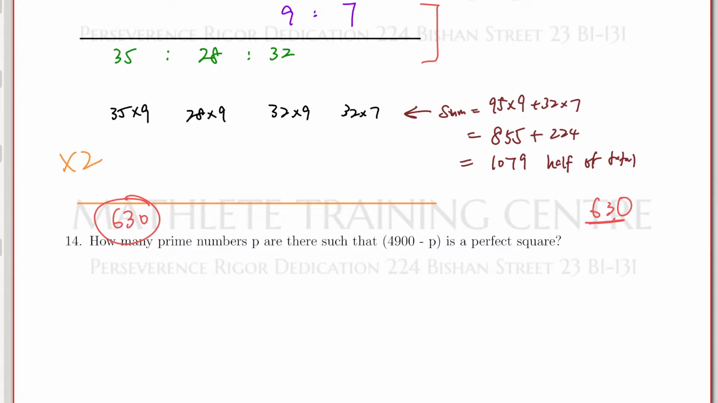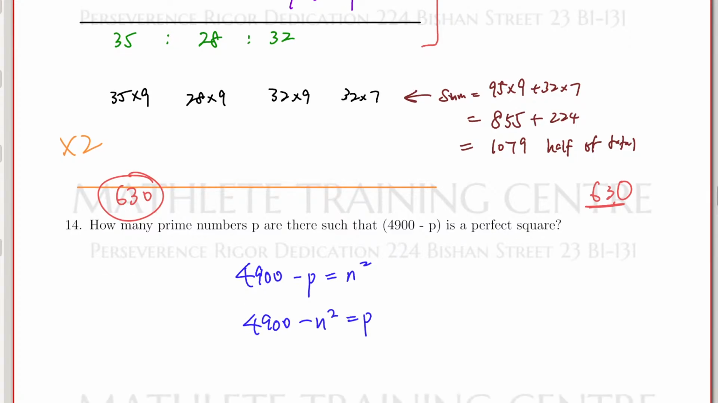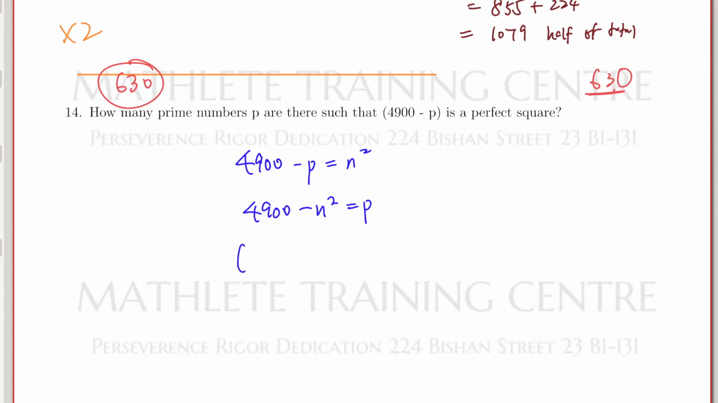Okay, question number 14 here. How many prime numbers are there such that 4900 minus p is a perfect square? So 4900 minus p is of the form n squared. In other words, 4900 minus n squared is equal to p. And here we can factorize into the form 70 minus n times 70 plus n.